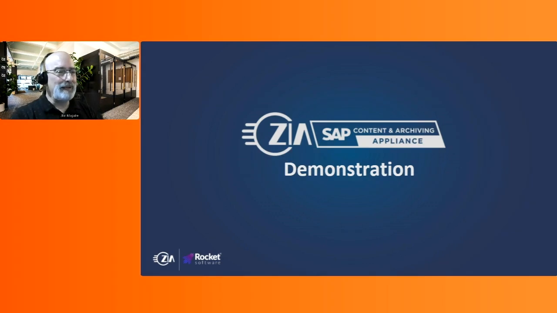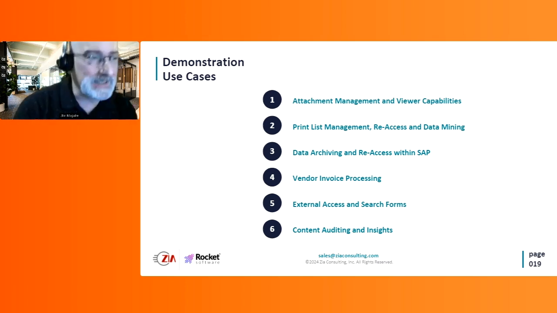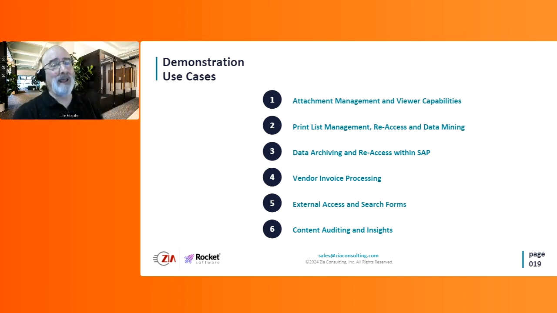All right, so we're going to get to the live demo now. Hopefully my systems are behaving. We're going to start off with looking at those attachments and the viewing client capabilities. Then we'll take a look at print list management, reaccess and data mining, data archiving reaccess within SAP, automated vendor invoice processing, external access and search forms, and then content auditing and insights.